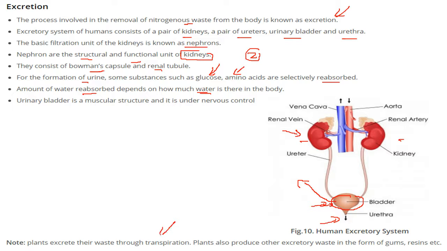And how do plants excrete waste? They do it with water through transpiration, and for excretion of solid waste, we see that plants do it by gums and resins. These are the excreta of plants.